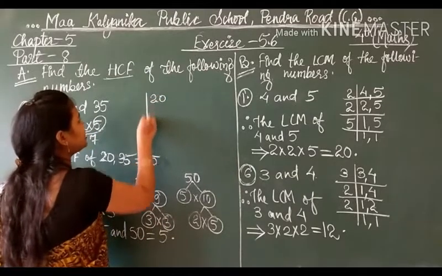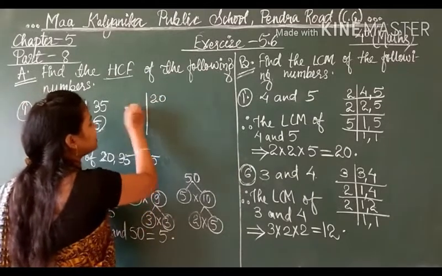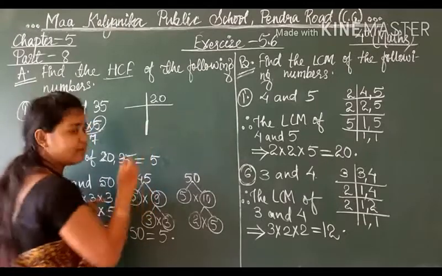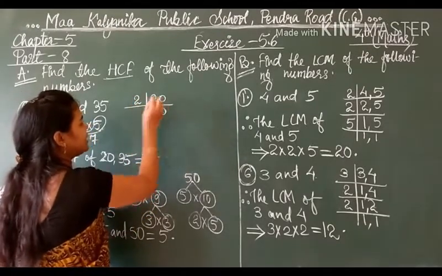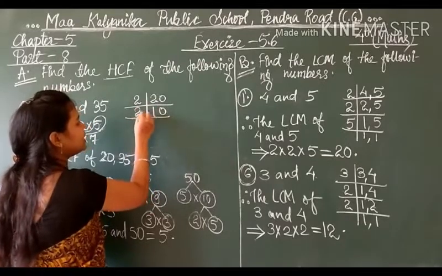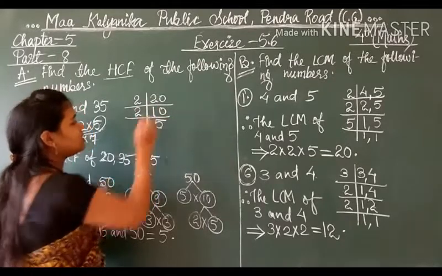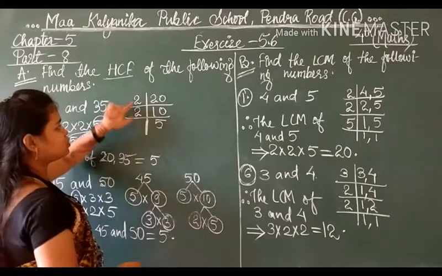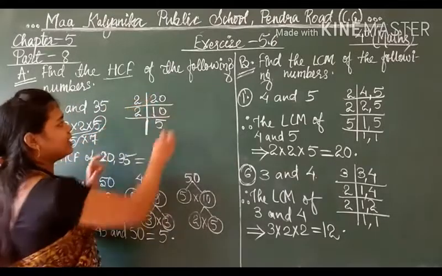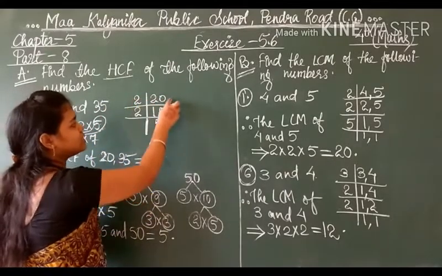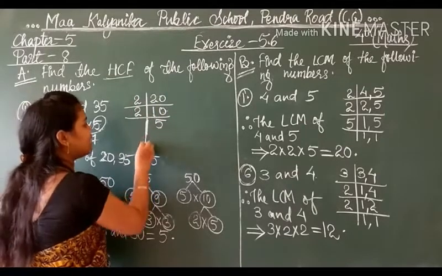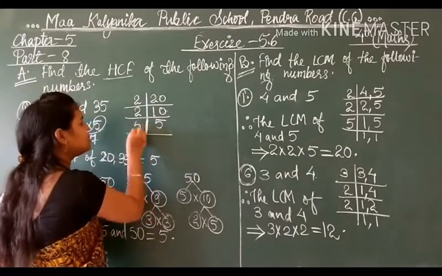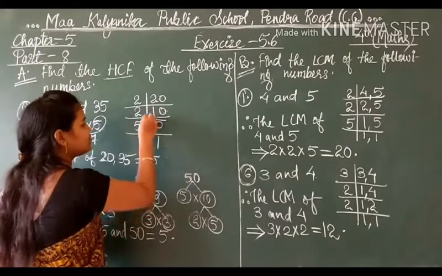So 20 is there. Divide 20 by the prime factors. 2 is a prime number. 2 10s are 20 here. Then 2 5s are 10. See my fingers where I am showing 2 10s are 20. For 20 we have read the table 2 10s are 20, and for 10 we have read the table 2 5s are 10. Now 5 can be divided further. Yes, by 5. 5 1s are 5.